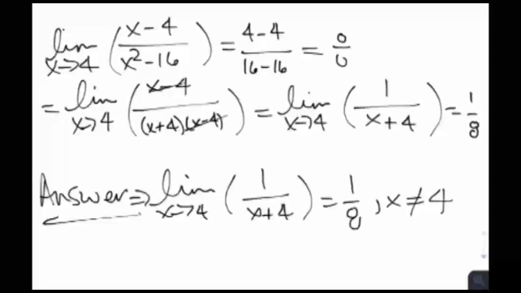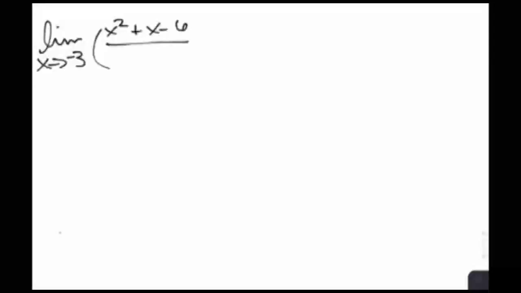Alright, so now let's move on to one more problem, which is going to be a little bit more difficult, because for this next problem you're going to have to factor on the top and on the bottom. So we have the limit as x approaches -3 of x squared plus x minus 6, all that is over x squared minus 9.